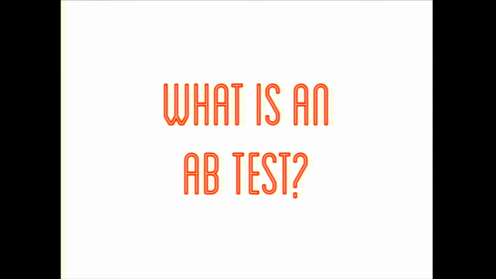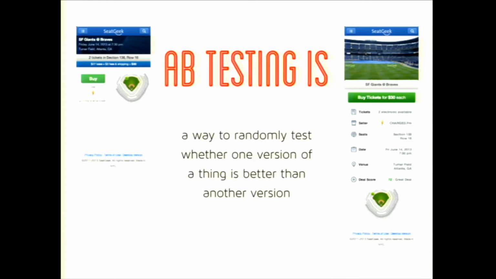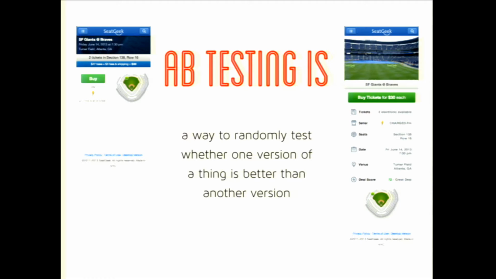Right, so what is an A/B test? Here's the definition from Wikipedia. A/B testing is jargon for a randomized experiment with two variants, A and B, which are the control and the treatment, and the controlled experiment. This is actually a little bit verbose, doesn't make sense to me, so I rewrote it. An A/B test is a way to randomly test whether one version of a thing is better than another version. So here, for example, I have two different versions of the same page, and my A/B test might say this one on the right is better than the other one on the left.